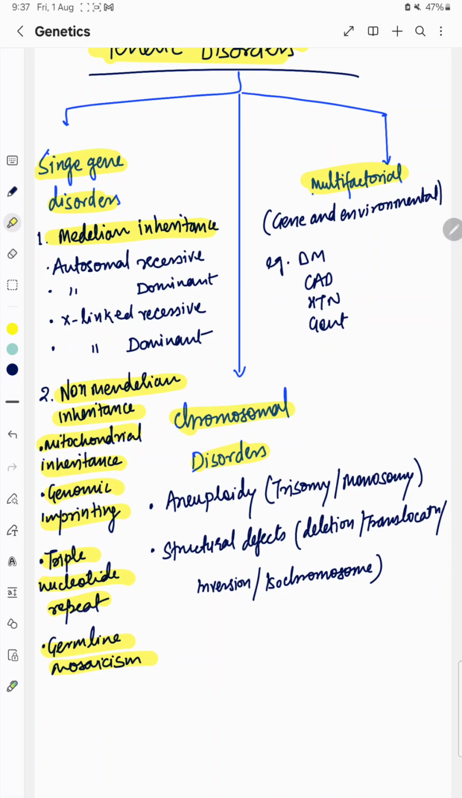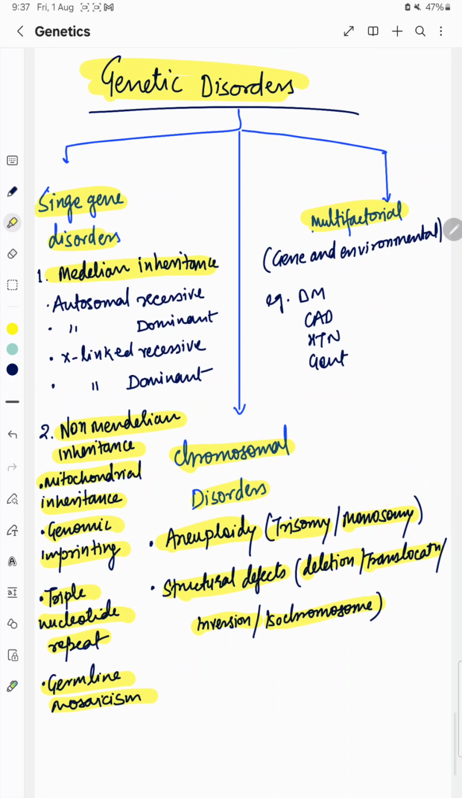In chromosomal disorders we will discuss aneuploidy, maybe trisomy or monosomy, and structural defects like deletion, translocation, inversion, or isochromosome formation. In multifactorial genetic disorders, as the name suggests, there is a defect in genes as well as the effect of environmental factors.